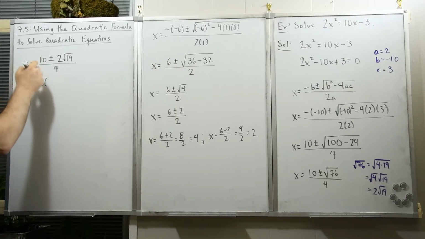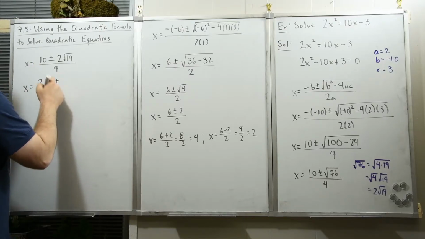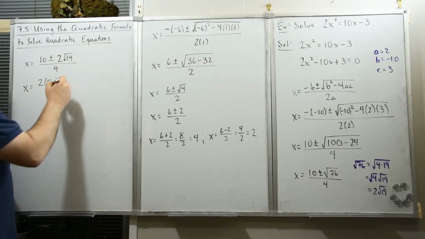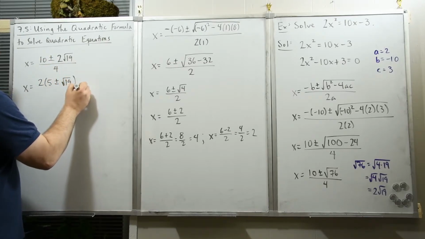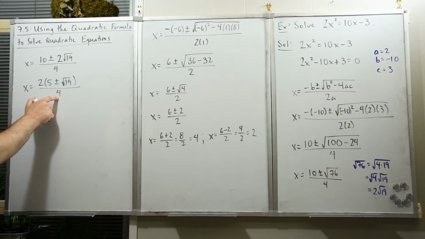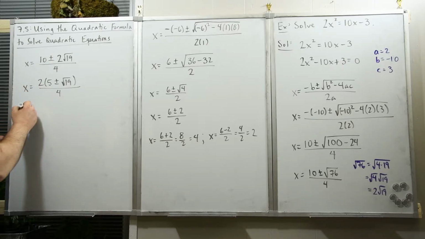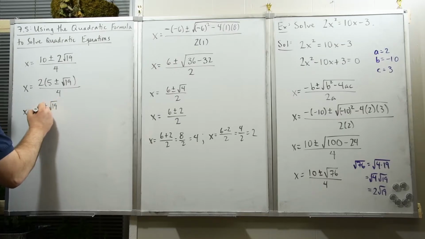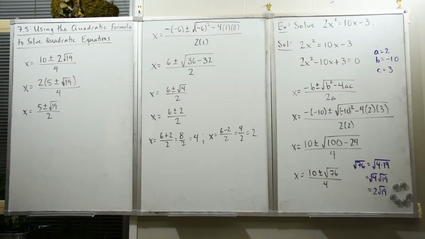You factor a 2 out of 10, you get 5, plus or minus. You can factor a 2 out of 2 times square root of 19, and you get square root of 19. The 2 over 4 reduces down to a 1 over 2, and so that means we get x is 5 plus or minus the square root of 19 divided by 2. Now this gives us two answers. We have 5 plus square root of 19 divided by 2, and 5 minus square root of 19 divided by 2.